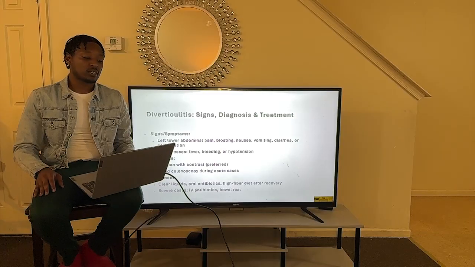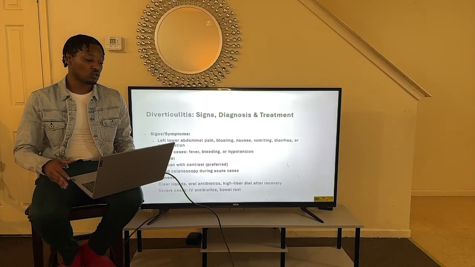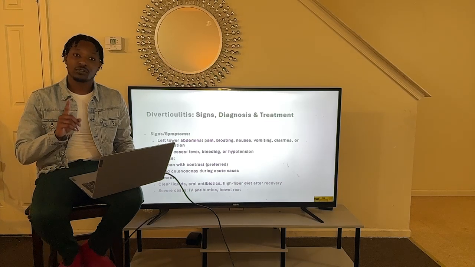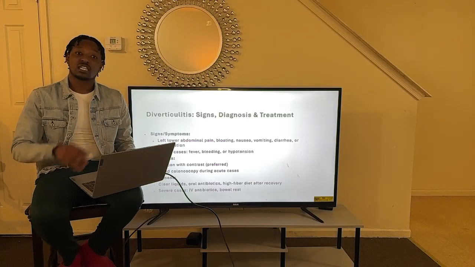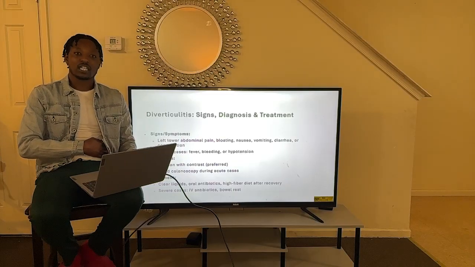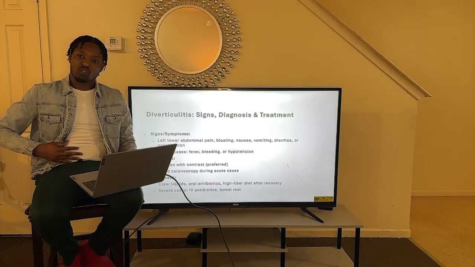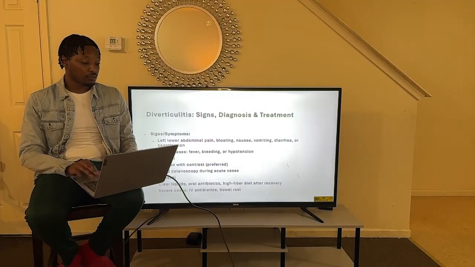Some signs and symptoms, diagnoses, and treatments for diverticulitis include lower left abdominal pain, one of the major signs of diverticulitis, bloating, nausea, vomiting, diarrhea, or constipation. See, when you know where things are, lower left quadrant, this is your diverticulitis, and lower right quadrant would be your appendix, which we'll talk about a little bit later.